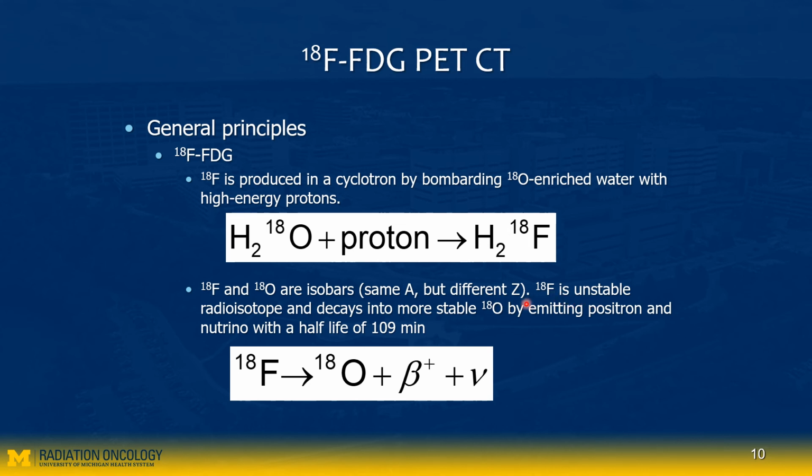F18 is an unstable radioisotope, and it wants to decay. It wants to decay, and then it becomes the more stable oxygen-18 by emitting, this is key, a positron, and a neutrino. The half-life of that radioactive decay process is about 2 hours, so it's rather short. But the key thing is that from here to there, it emits this positron.